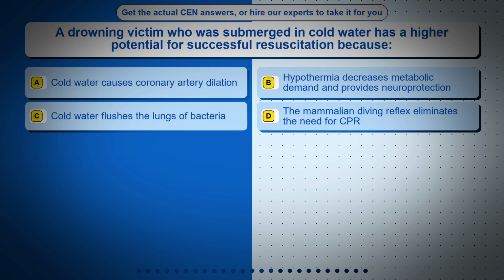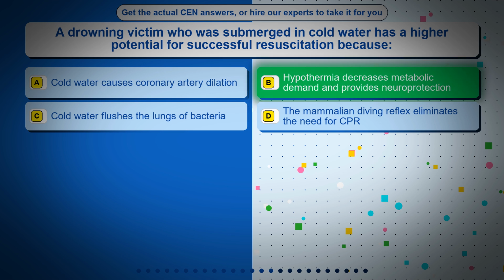Question 15. A drowning victim who was submerged in cold water has a higher potential for successful resuscitation because: Option A, cold water causes coronary artery dilation. Option B, hypothermia decreases metabolic demand and provides neuroprotection. Option C, cold water flushes the lungs of bacteria. Option D, the mammalian diving reflex eliminates the need for CPR. The correct answer is Option B.